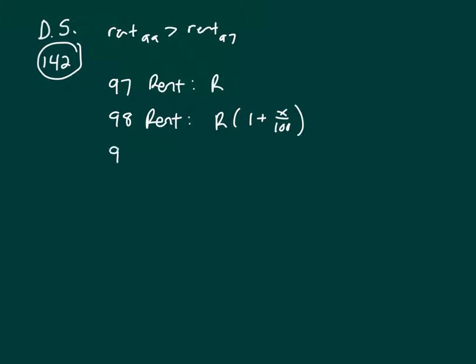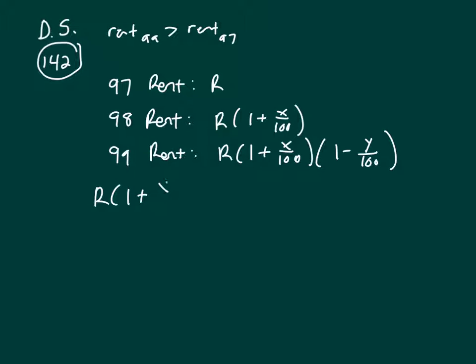All right, so then we have a 99 rent, and I believe what happened in 99 is it went down. So take the 98 rent, and then multiply it by whatever it does. It goes down Y%. So 1 minus Y over 100. So I'm trying to figure out what was the rent in 99. The rent in 99 was R times 1 plus X over 100, and a 1 minus Y over 100. Is that greater than the rent in 97, which is R?